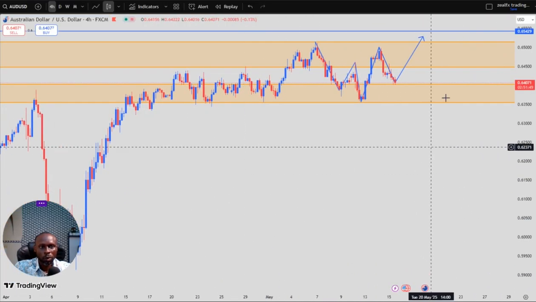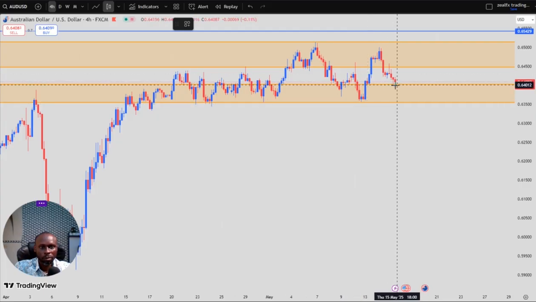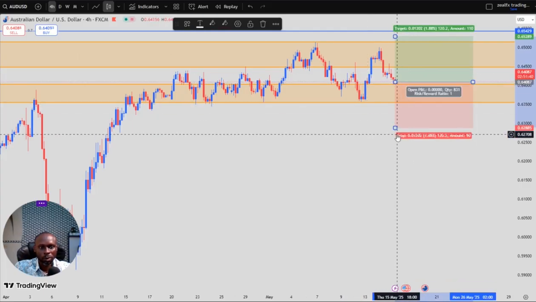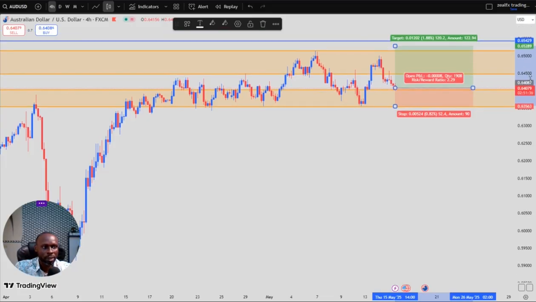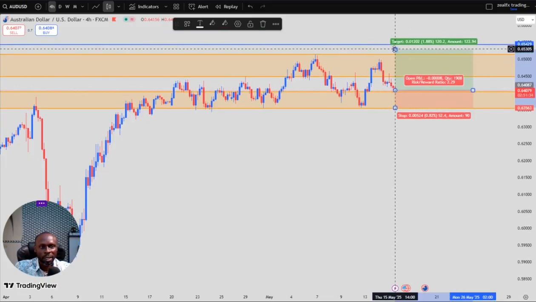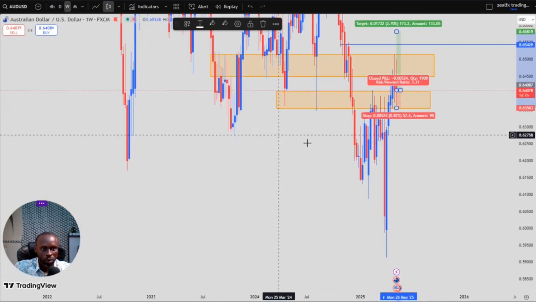So look out for your buying opportunity on Australia USD. So we are buying price to the top from these levels. So we are supposed to look at our buying opportunity from this level back to the top on Australia USD. So our first target will be this level. Then we'll be targeting our weekly level on the Australia USD.